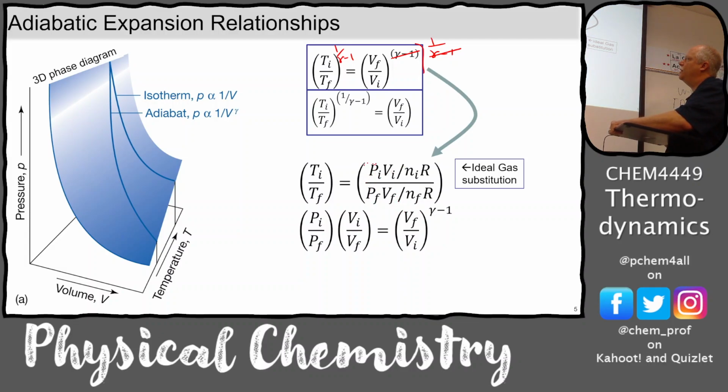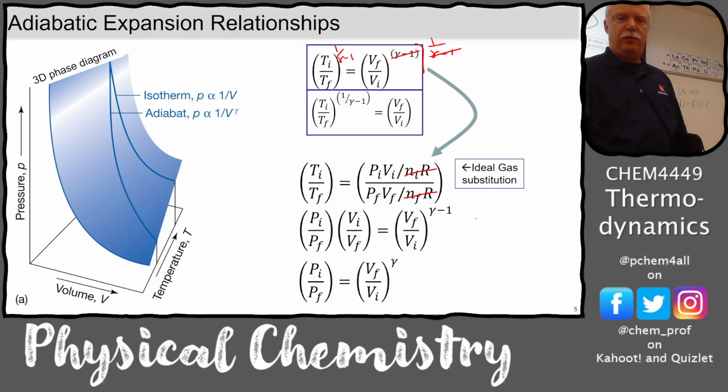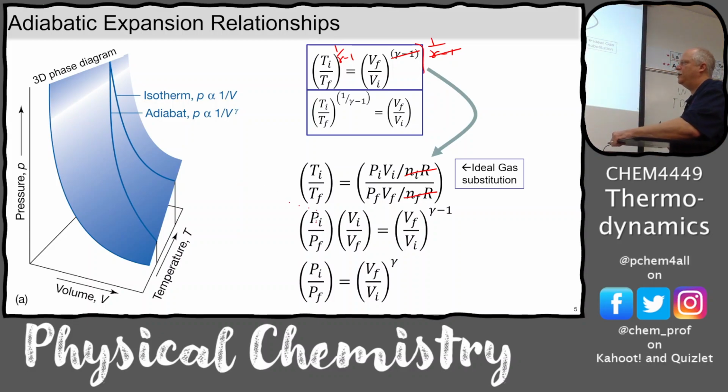So if we put in that, and the number of moles hasn't changed, and of course the gas constant doesn't change, then we have P initial, P final, V initial, V final. And so we just need to simplify this one, and we'll have the relationship between pressures and volumes. So we need to bring this over to the other side. And so we're going to get that gamma minus 1 plus 1. We'll have another one of those on there. And so we'll end up with P initial over P final equals V final over V initial raised to the gamma power.